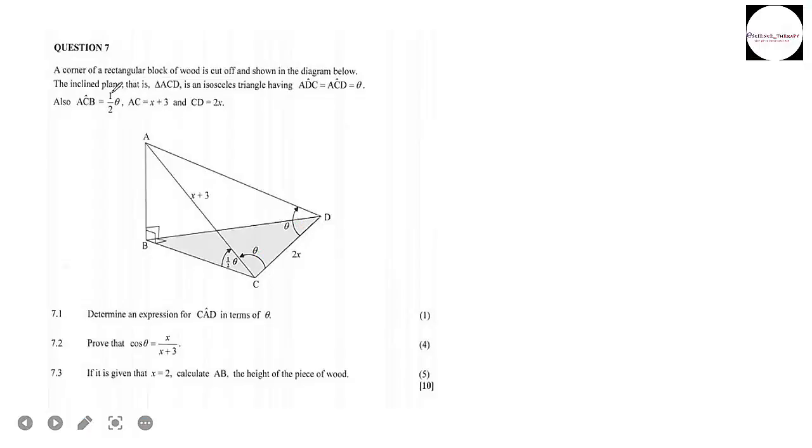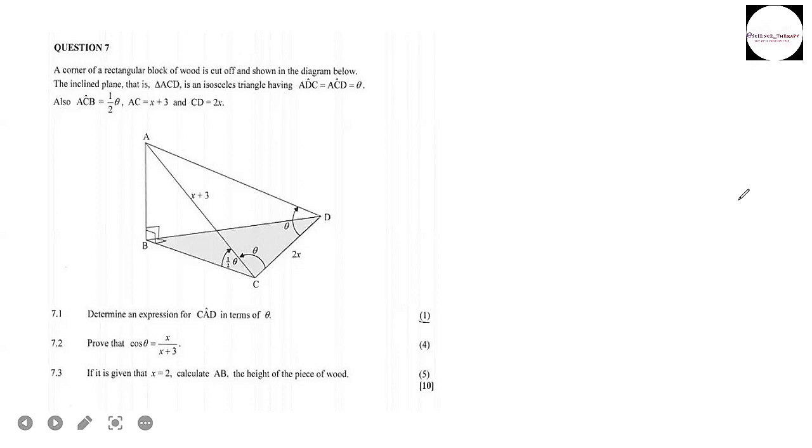Okay, so question 7 says a corner of a rectangular block of wood is cut off and shown in the diagram below. The inclined plane, that is triangle ACD, is an isosceles triangle having ADC equals ACD, which is equal to theta, and also ACB is half theta, AC is x plus 3, and CD is 2x. So basically everything is just shown here on the diagram. Then 7.1 says determine an expression for CAD in terms of theta, and that is only for 1 mark.